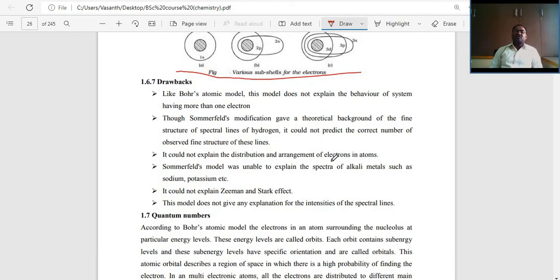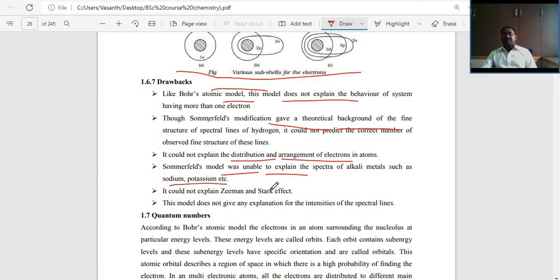What are the drawbacks of this model? Like Bohr's atomic model, this model does not explain the behavior of systems having a larger number of electrons. The Sommerfeld modification gave a theoretical background of the fine structure of spectral lines of hydrogen, but it could not predict the correct number of observed fine structures of these lines. It could not explain the distribution and arrangement of electrons in atoms. The Sommerfeld model was unable to explain the spectra of alkali metals such as sodium, potassium, etc. It could not explain the Zeeman and Stark effect. This model does not give any explanation for the intensities of the spectral lines.